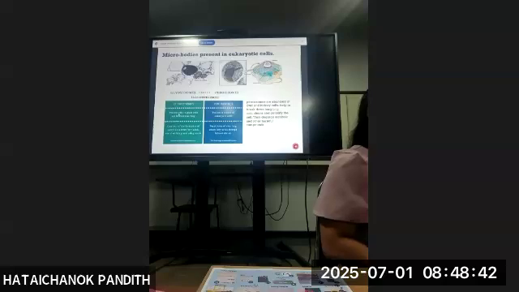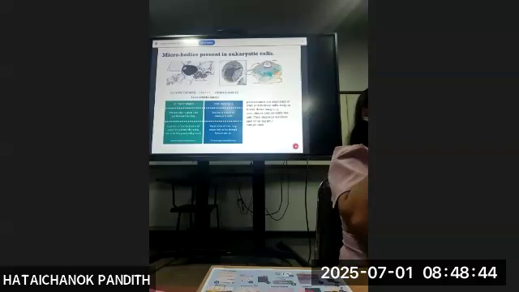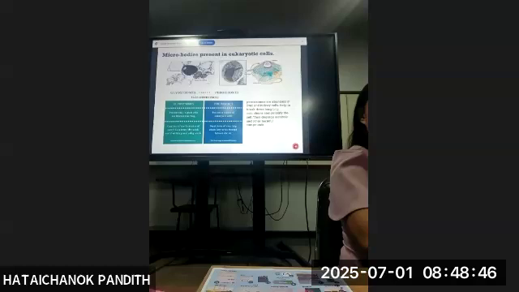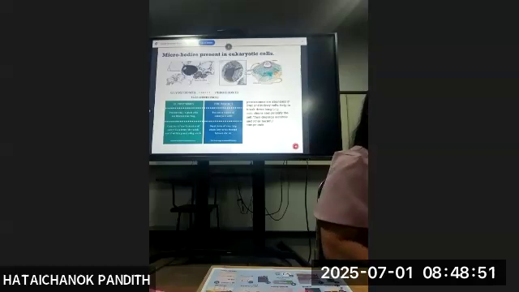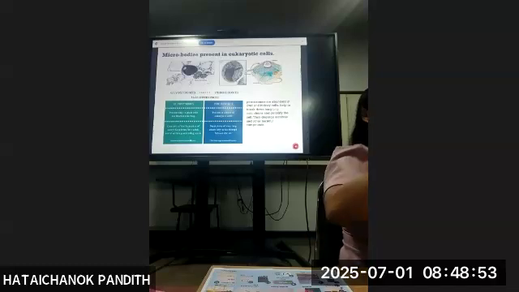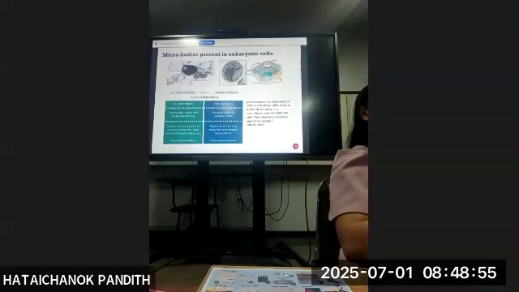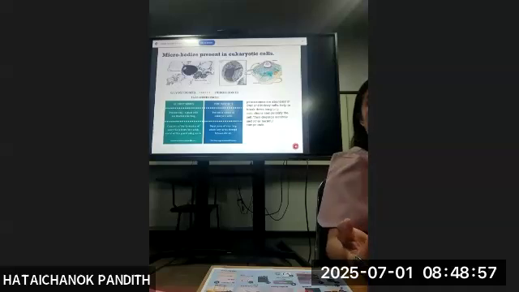So the glyoxysome will break down all of those fatty acids. We break down all of those lipids into fatty acids, so you can get energy from that. The plant can get energy from that breaking down process.